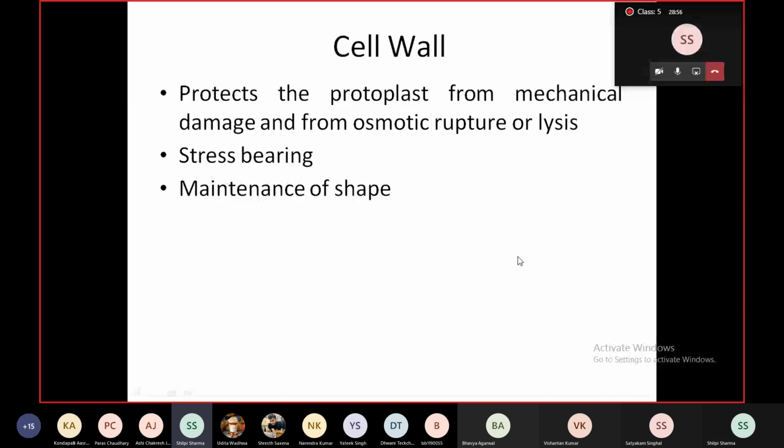tensile strength. Now, together with being rigid enough to maintain high internal turgor and to protect the cell from external pressures, it also needs to be flexible enough to allow for expansion of cells when the cell grows. The material which makes this possible is a polymer called peptidoglycan, that is a component of the bacterial cell walls.